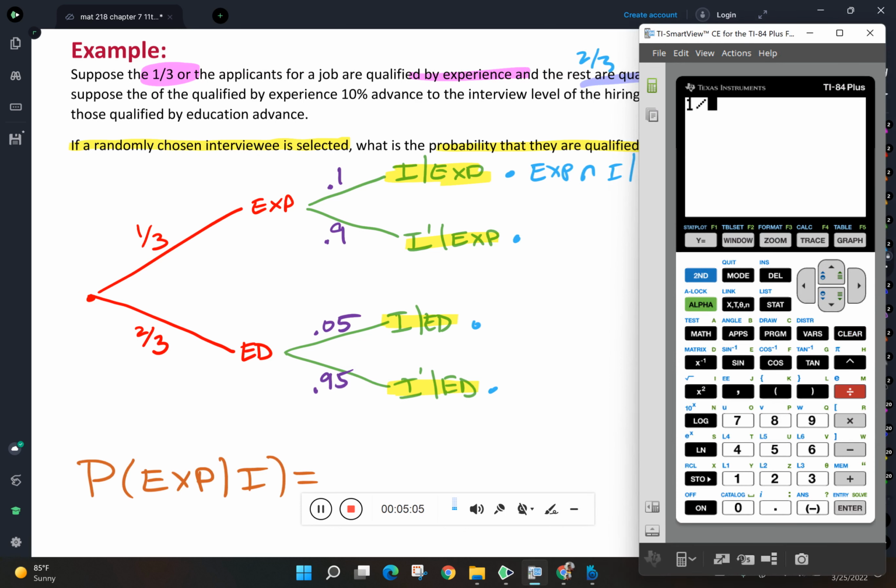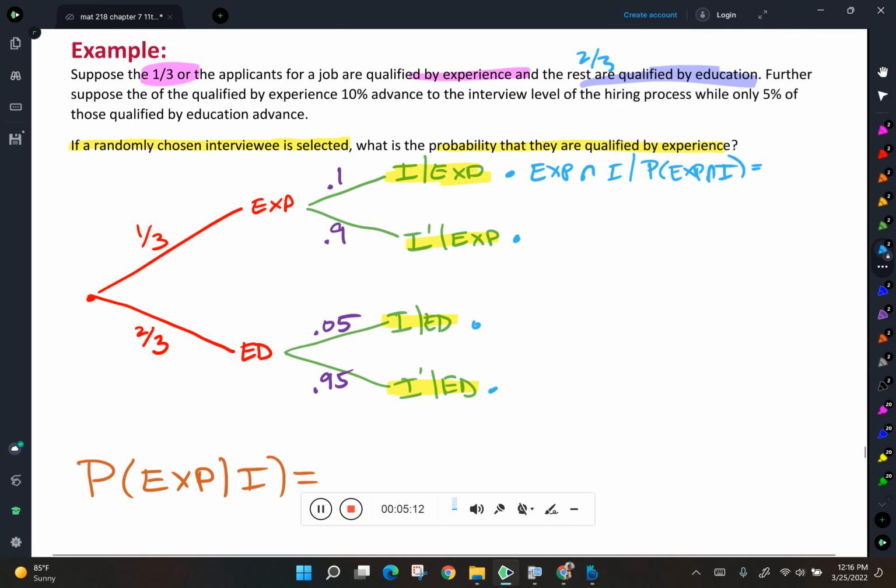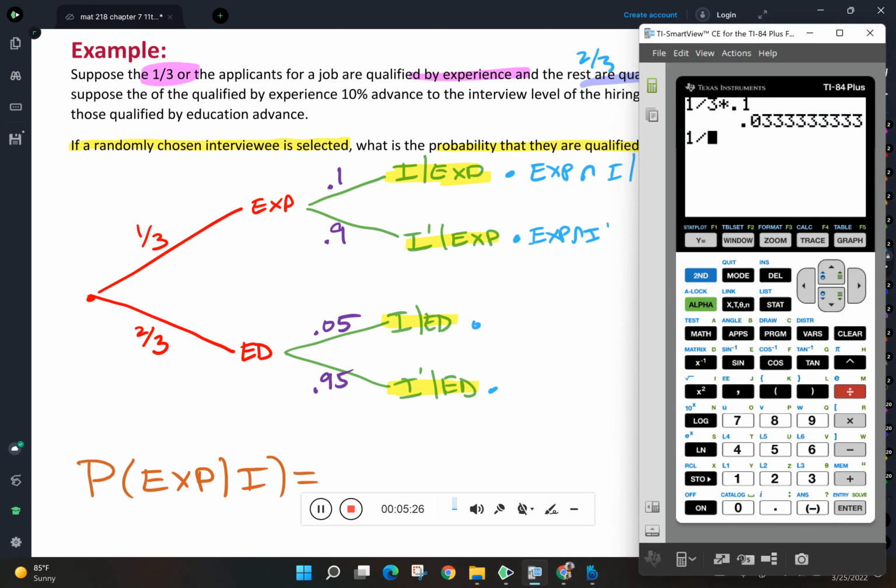So 1/3 times 0.1, 0.03 repeating. This one is going to be the intersection of experience and I didn't get the interview. And so our probability here will be the 1/3 times the 0.9. So 1/3 times 0.9, 0.3.